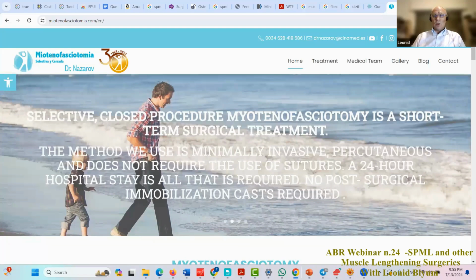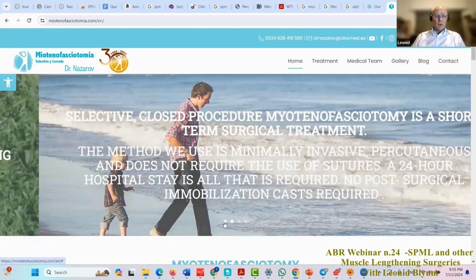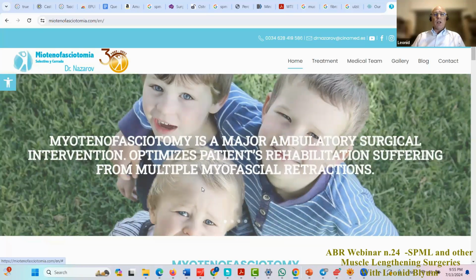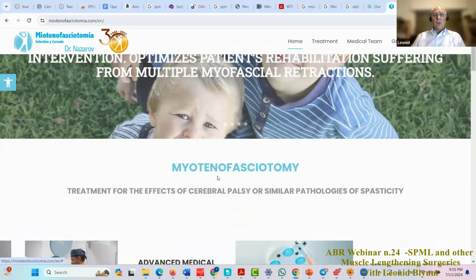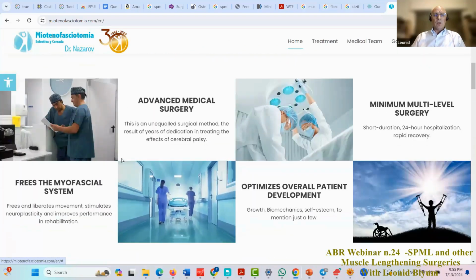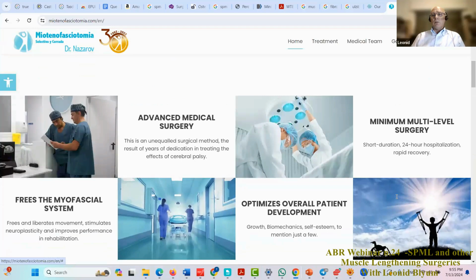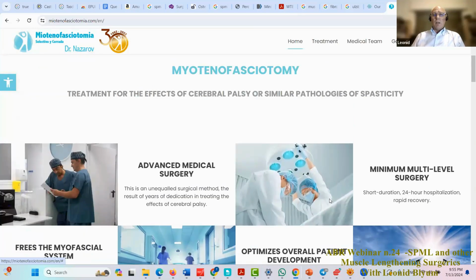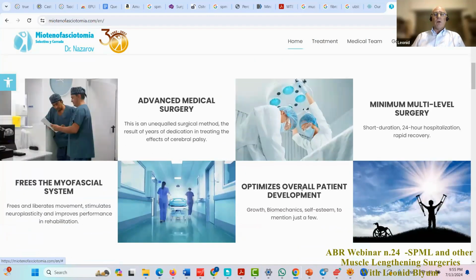Okay, you are very welcome to read all this. So that's another set of the same names, right? You see where the logic is: freeze the myofascial system, being advanced medical surgery. It's a minimal multi-level surgery, optimizes overall patient development. So these are all promotional statements.